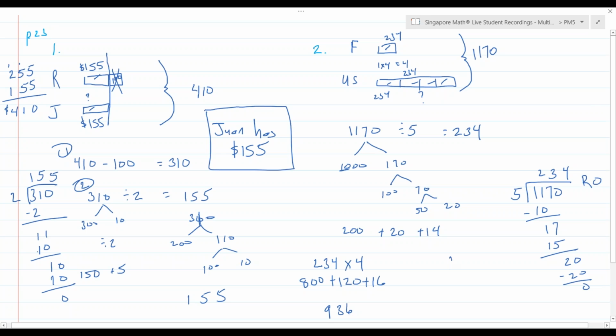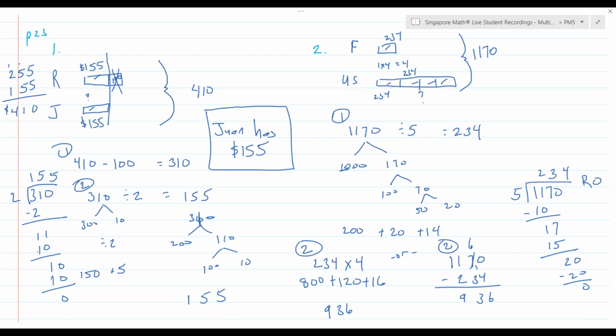Another option is to realize that he has 1,170 stamps and 234 of them are foreign stamps. So you could subtract these numbers and get 936. Either way, you've done a good job understanding the problem. So the first math sentence is a division problem. The second math sentence could be either a multiplication or a subtraction problem, and then you need to finish up by stating your answer, 936 U.S. stamps.